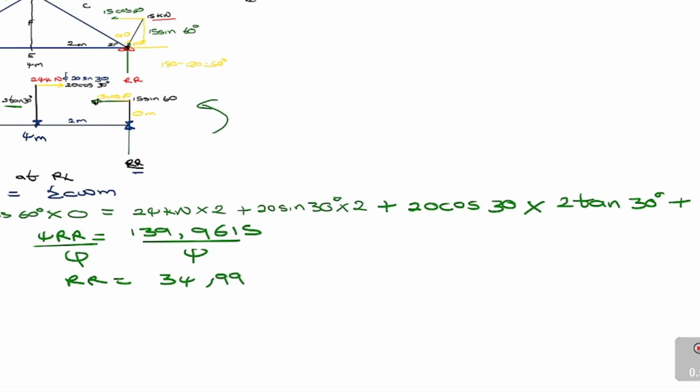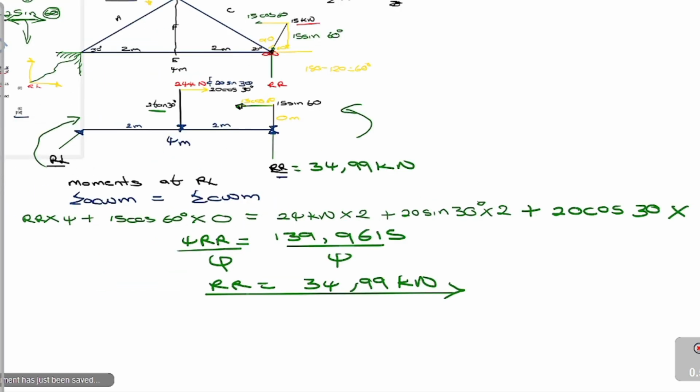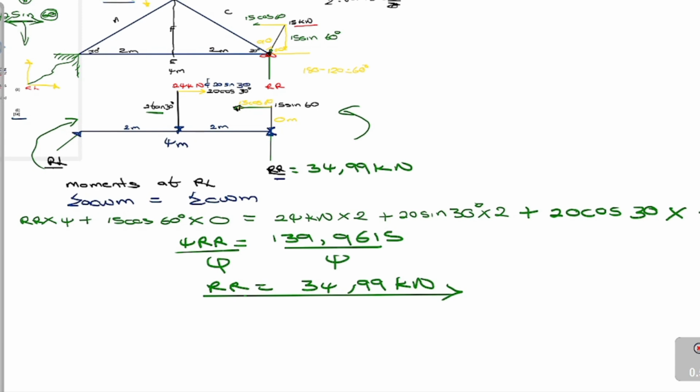right, so if you divide RR by 4, you get 34.99 kilonewtons. Okay, so this is your reaction, right? Okay guys, this is your reaction. So let me just say is equal to here, 34.99 kilonewtons. Okay, so that's how you do the first reaction, which is the reaction RR. You just need to get your load diagram correctly, right?